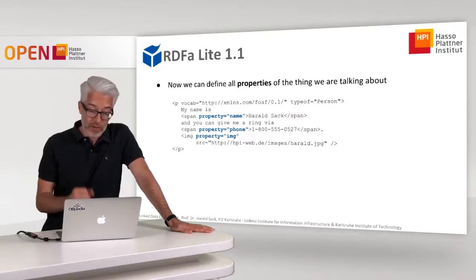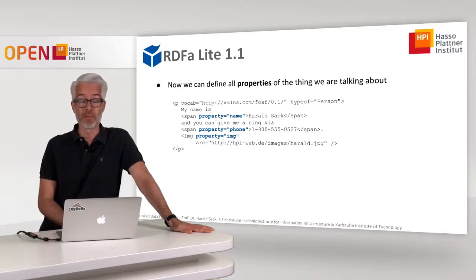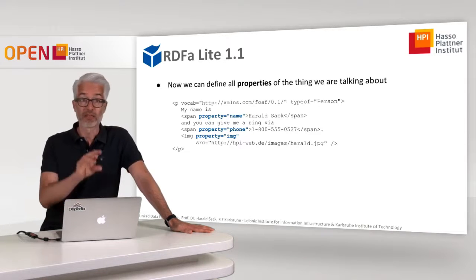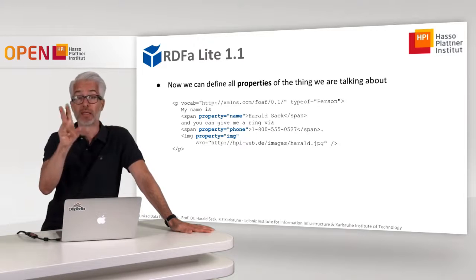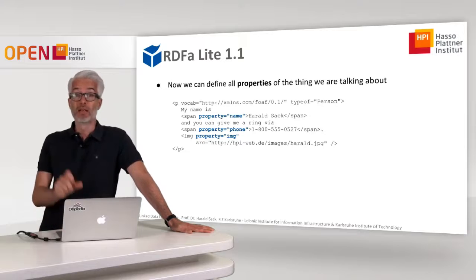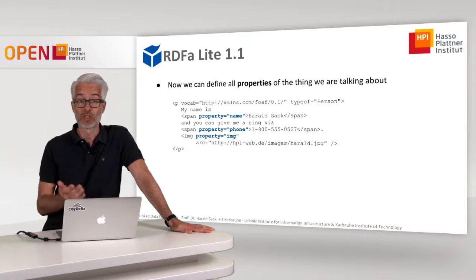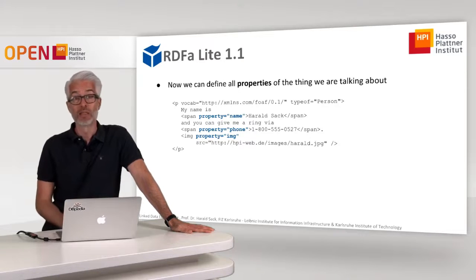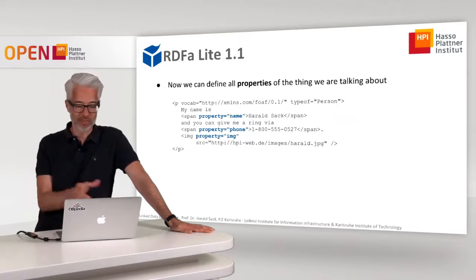So the first that I see here is my name is Harald Sack, and of course FOAF offers the possibility to define a name, so it has a property which is called name. Simply, I use this property: I define a span HTML tag with property equals name, and within the span tag I simply write character data, the string Harald Sack, which then is the literal assigned to the property name of this entire construct. So the name is Harald Sack.